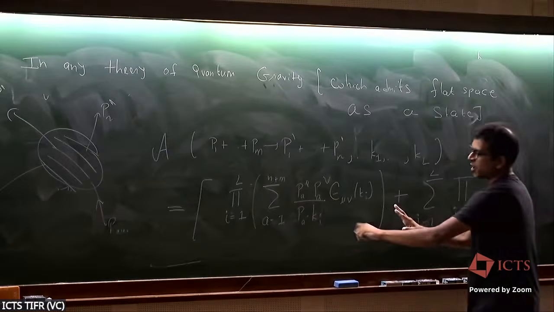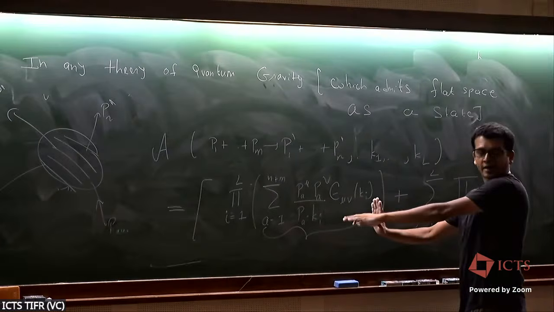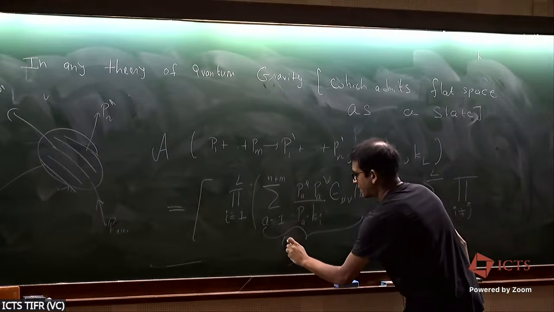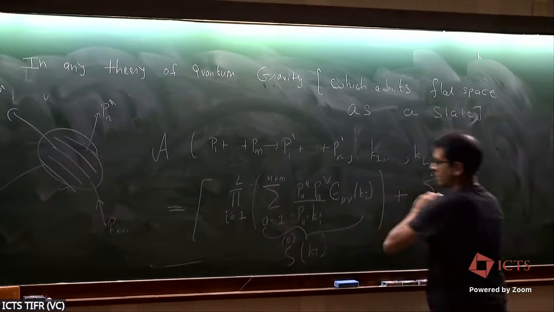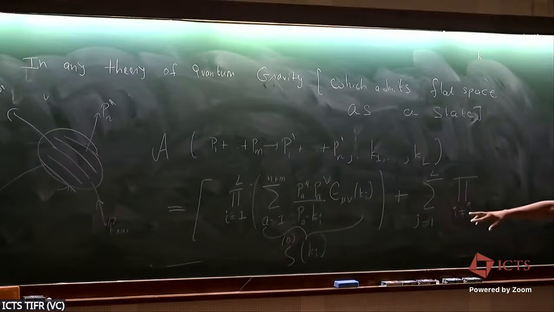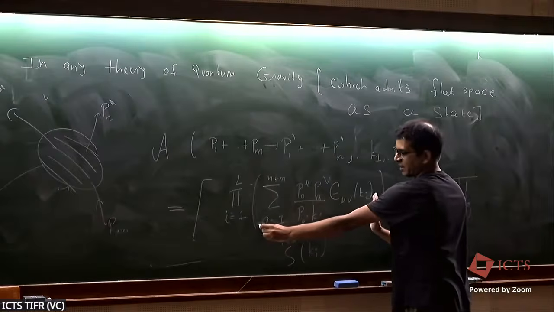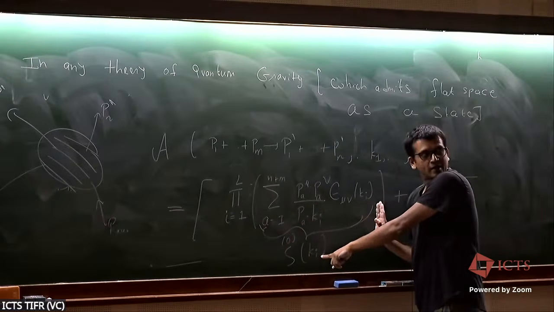So I'm going to call this object, just because I don't want to write it again and again, a soft factor which depends on the ith graviton. Okay, so is this clear? That notation is clear. This entire object, including the sum, I'm calling it like this.